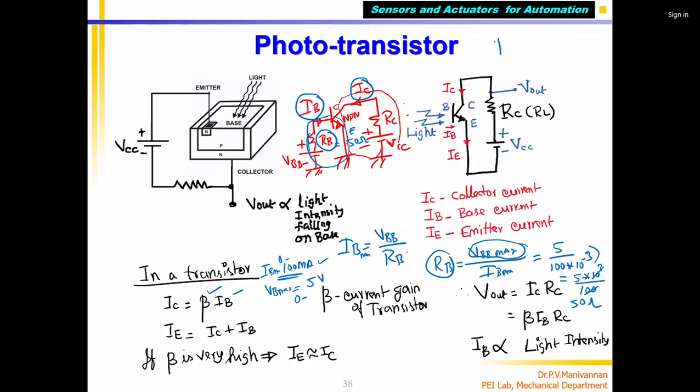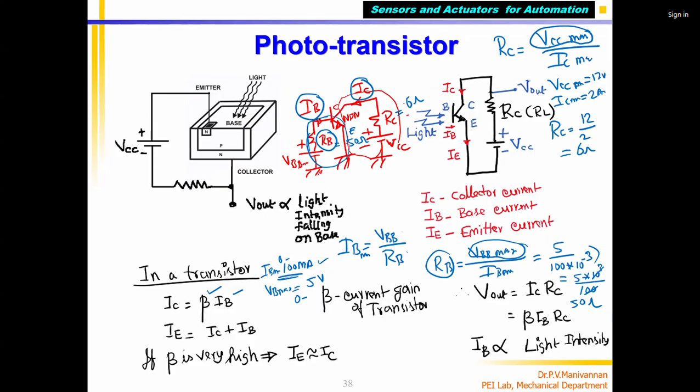Similarly, what is RC? RC equals VCC max divided by IC max. Who gives this? The transistor manufacturer. For example, VCC max is 12 volts and IC max is 2 amps. What is RC? RC equals 12 divided by 2, which is 6 ohms. That means this resistance can be 6 ohms. Now you have designed the amplifier circuit.